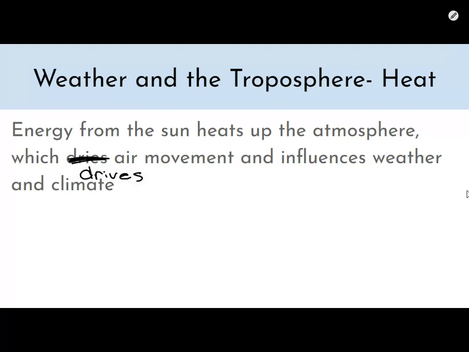Like I said, this all happens in the troposphere, which is that first level. So, when the sun goes through all of those layers of the atmosphere, it makes it through the ozone layer.